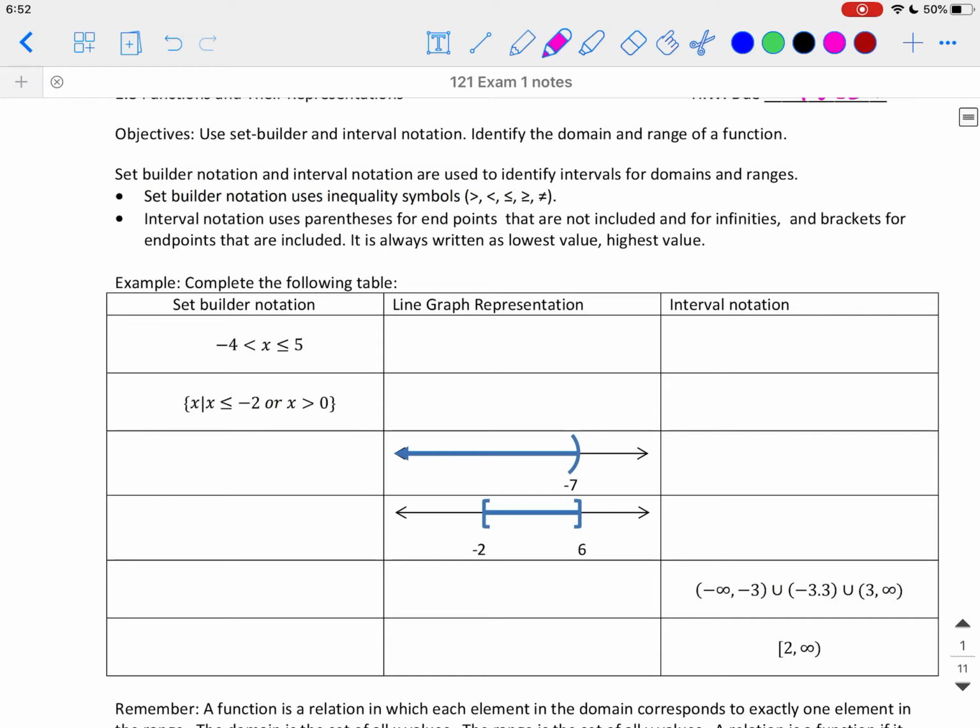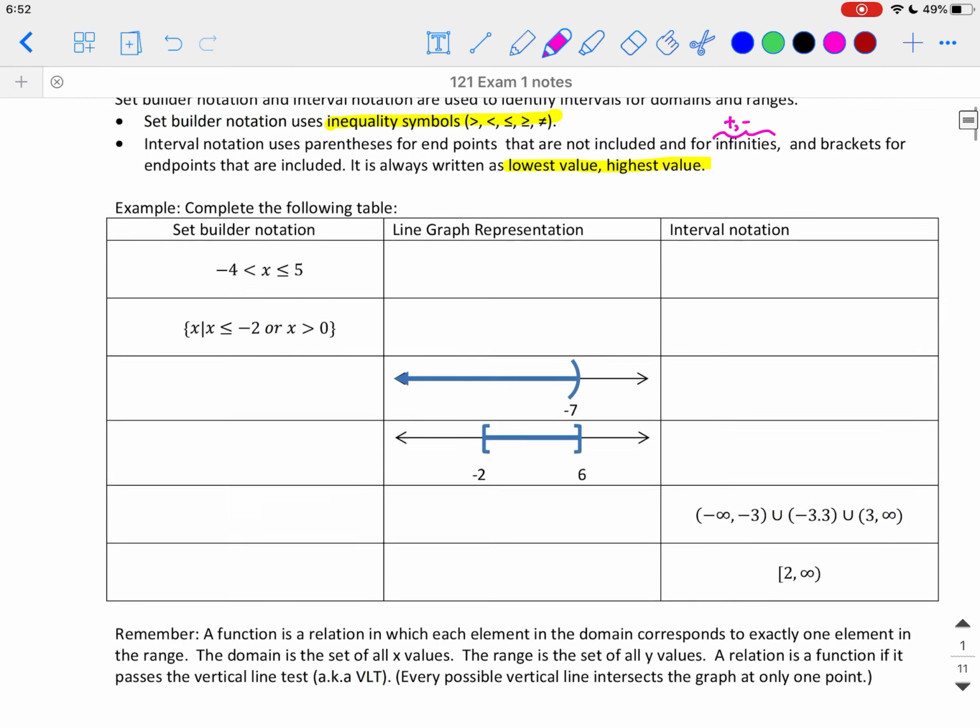Set builder notation and interval notation are used to identify intervals for domains and ranges. Set builder uses the inequality symbols. Interval notation uses parentheses for endpoints that are not included and for infinities, technically positive and negative infinities, and brackets for endpoints that are included. It's always written lowest value, comma, highest value. So this is very important right here. Lowest, comma, highest. And for set builder, we use inequality symbols here.